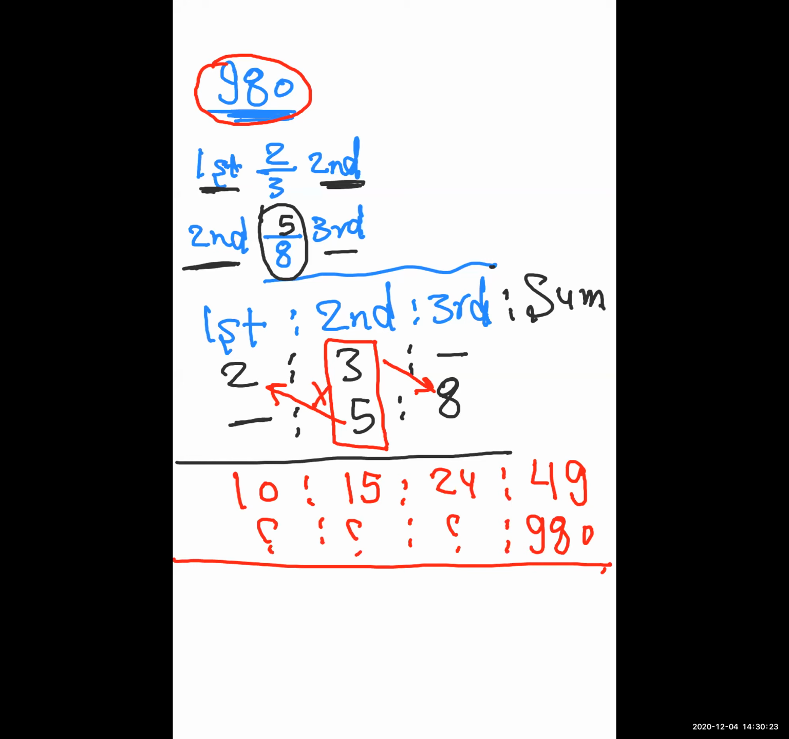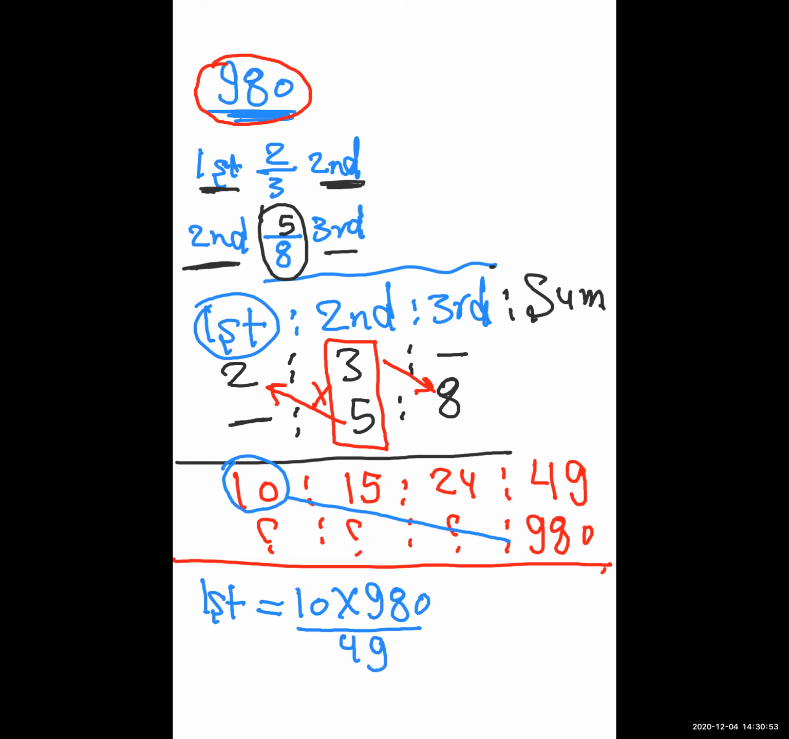So first, guys, the first class will equal, where is the first class? This one. Where is the ratio? 10. Then cross multiplication: 10 times 980 and then divided by 49. So the number of passengers in the first class will equal 200 passengers.